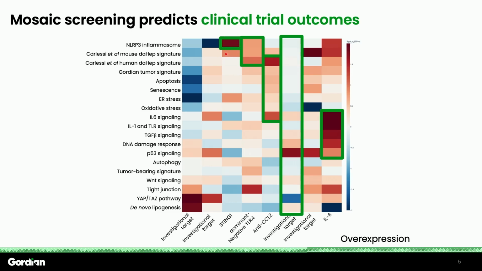STING1 increases the NLRP3 inflammasome strongly. So again, showing how well this platform works. And we can curate features to query a number or any pathway imaginable. And one thing we're interested in doing is looking at hepatocyte regeneration.